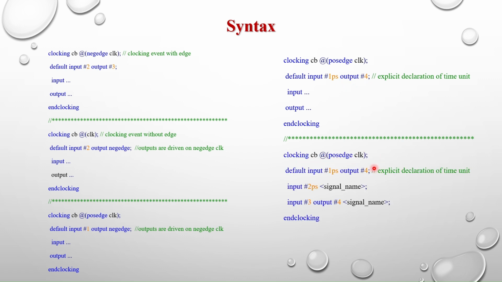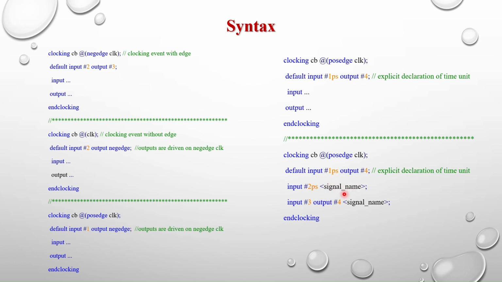And the next one is clocking cb at posedge clock. Default input #1ps, output #4, and input #2ps signal_name, input #3 output #4 signal_name. So here you can see I have used a default statement also. Default means all the signals we declare inside the clocking block will follow these input and output skews. But here you can provide separate skews for input and output signals. Even though I use the default statement, I have again declared the input skew for the signal name.